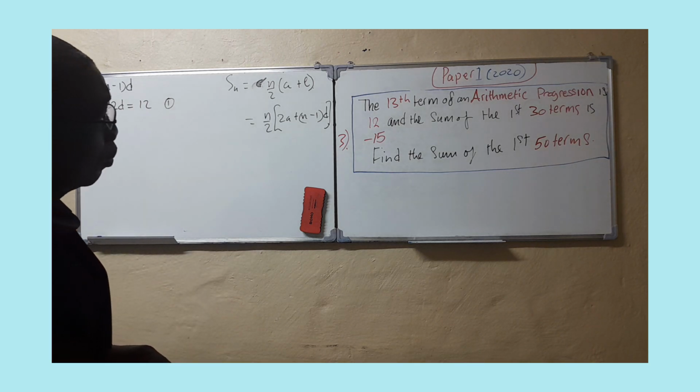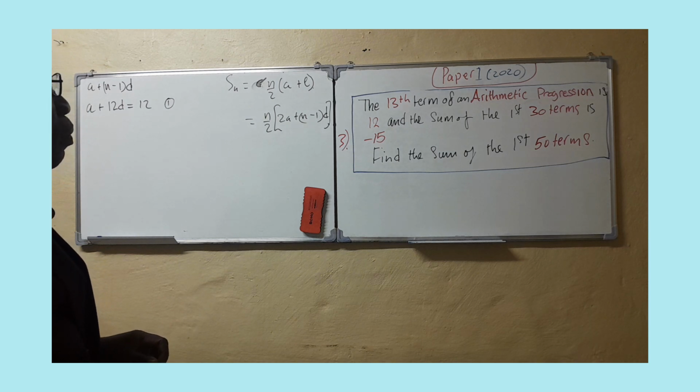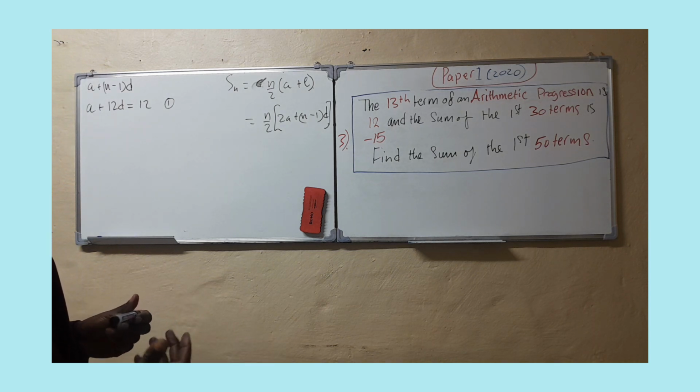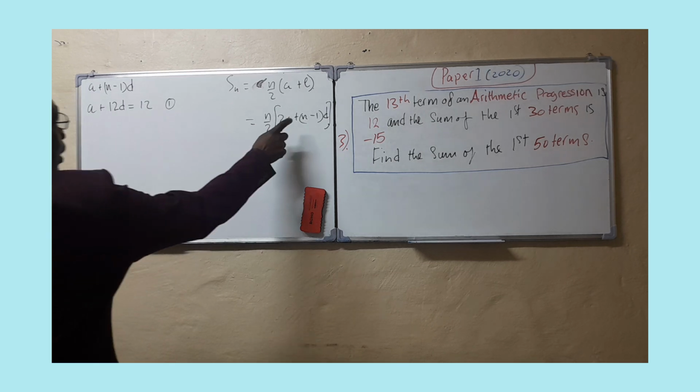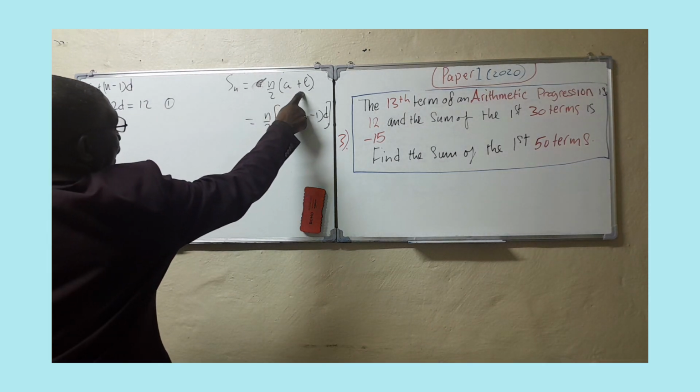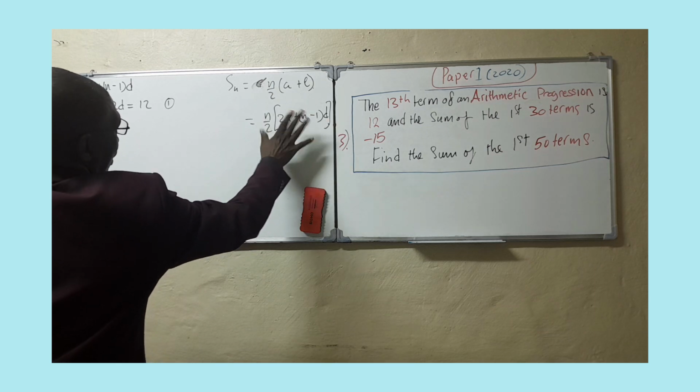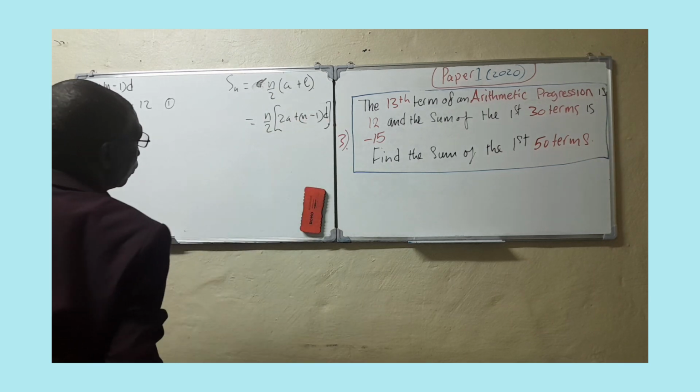The next piece of information there is we are told the sum of the first 30 terms is minus 15. The first 30 terms, we better use this one. We are not told the last term. Let's put this one aside. We will use this one.